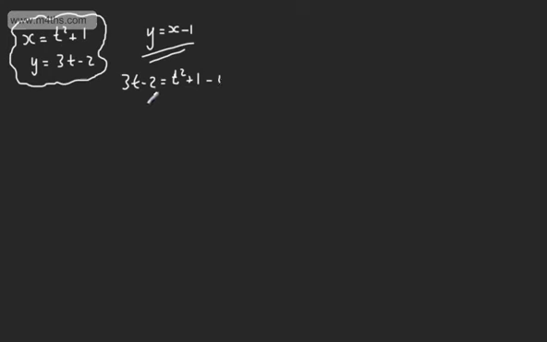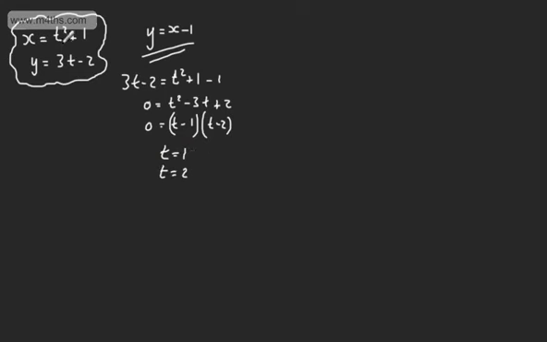If we just rearrange, 0 will be equal to t squared minus 3t plus 2. If I factor this, 0 will be equal to t minus 1 times t minus 2. So we can say from here that t is equal to 1 or t is equal to 2.